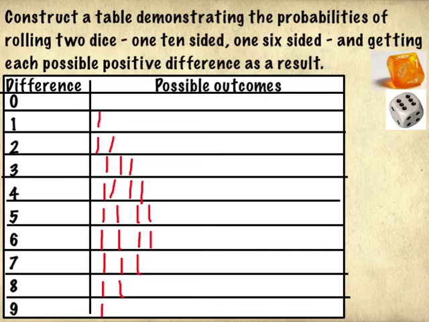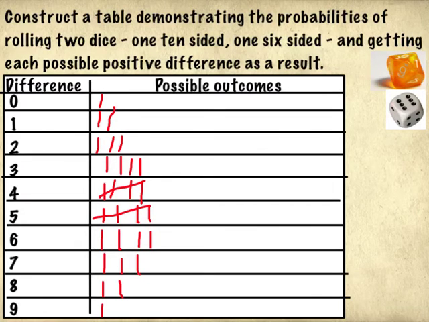If I roll a 6, I could get 6 minus 6 is 0. I could get 6 minus 5 is 1. I could get 6 minus 4 is 2. 6 minus 3 is 3. 6 minus 2 is 4. 6 minus 1 is 5. That part is really easy. Now it's going to get a little complicated.